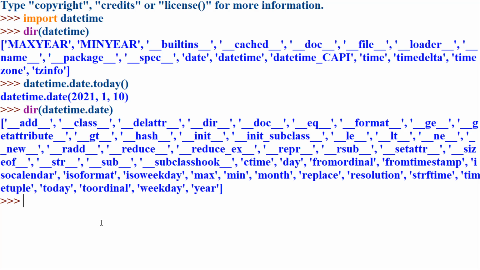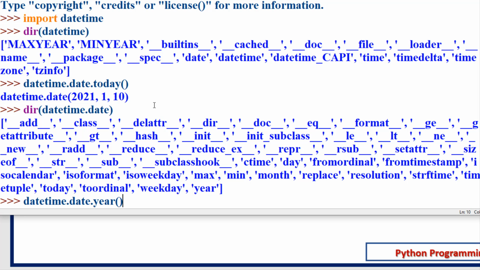If you would like to check the objects that are available in the date class of the datetime module, you can call dir with that class itself. Here you can observe there are a lot of methods available: max, min, month, replace, resolution, year, weekday. If you want to call the year alone, then you can simply call the attribute year, datetime.date.year. That is how you can work with date as well as time in Python with the help of the datetime module.